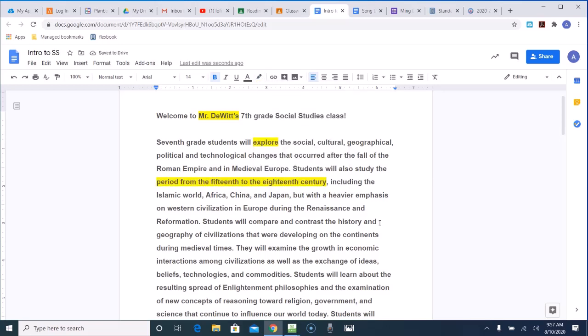Including the Islamic world, Africa, China, and Japan. And remember, you got with your sheets out now, highlight, underline, but including the Islamic world, Africa, China, and Japan, but with a heavier emphasis on Western civilization in Europe during the Renaissance and Reformation.